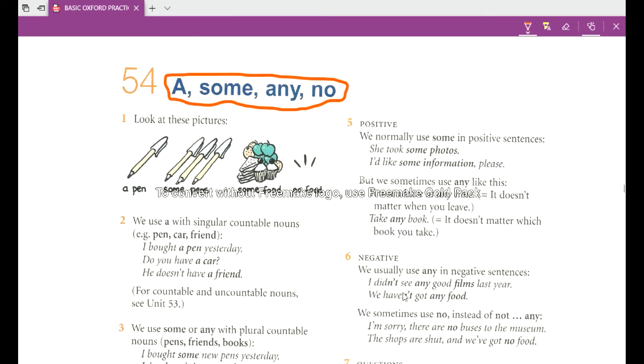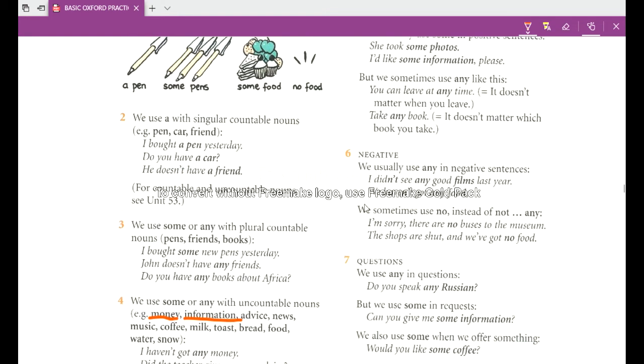Another example, we haven't got any food. Okay, we haven't got any food because we have here haven't, so we select any and not some. We sometimes use no instead of not any. I'm sorry, there are no buses to the museum. The shops are shut and we've got no food. We can just replace no where we should write any. Here, no means any.